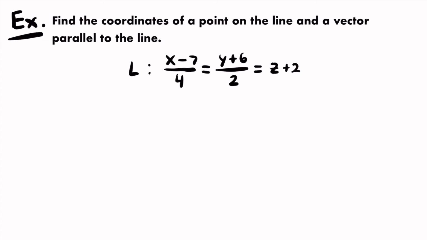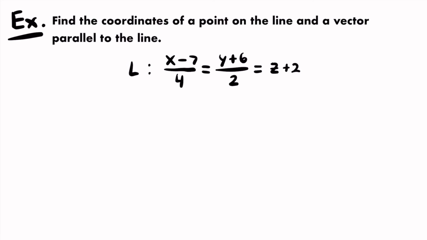For our next example, we have the same directions. We once again want to find the coordinates of a point on the line and a vector parallel to the line, and this is the line we're working with this time. You'll notice that we don't have a line in parametric form, but rather a line in symmetric form. We have a symmetric equation for this line in 3D space, and so the process is a little bit different, but as long as you remember the general form for a symmetric equation of a line in 3D, this problem is also pretty simple.